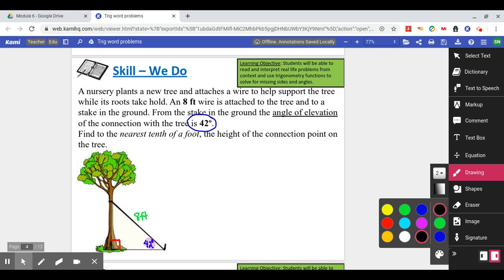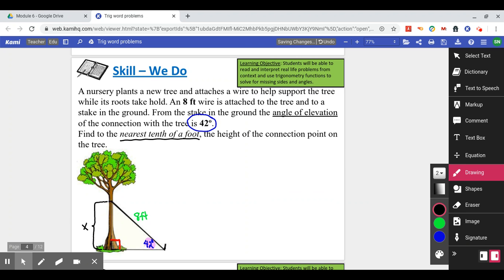Then they are asking us, find to the nearest tenth of a foot the height of the connection point on the tree. They're not talking about the height of the tree. They're talking about the height from the ground to the connection point. So that means how much is this height? That would be X, which I'm going to put here so that it looks like a triangle.